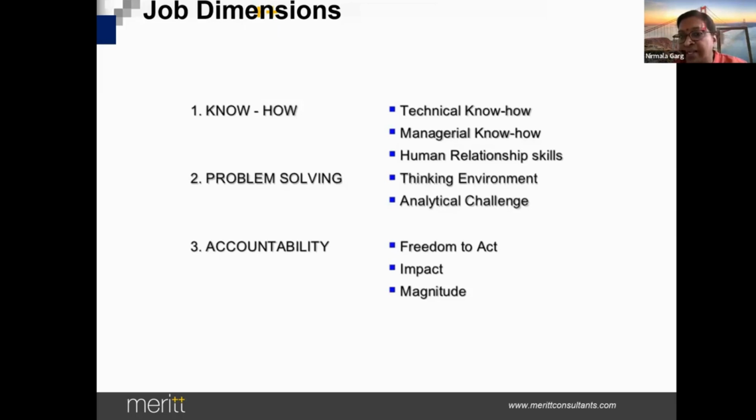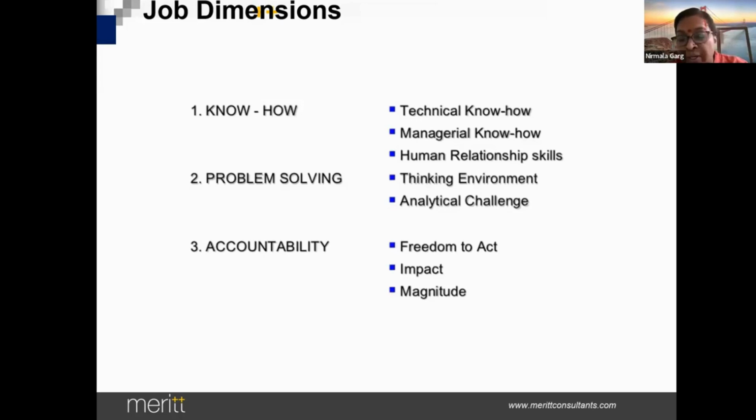The technical is the technical part of the skills, managerial is the leadership, etc., and the human relation is the people-centered, people-related skills. So under know-how, you have three sub-compensable factors. Under problem solving, you have two sub-compensable factors: the thinking environment and the analytical. And under accountability, you have three, which is again freedom to act, impact, and magnitude.